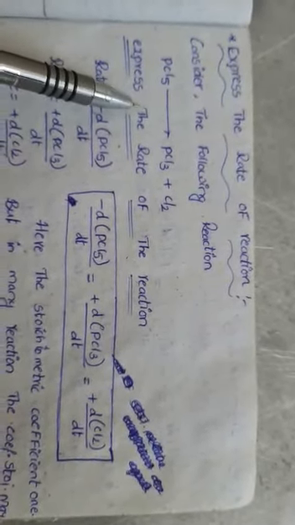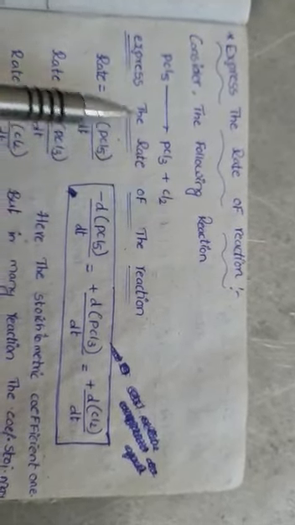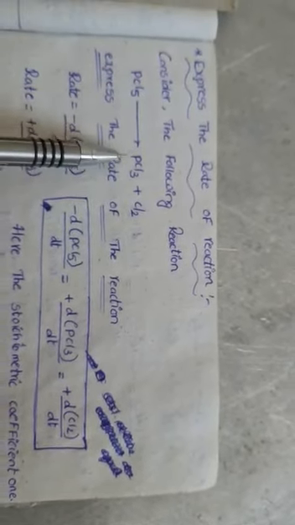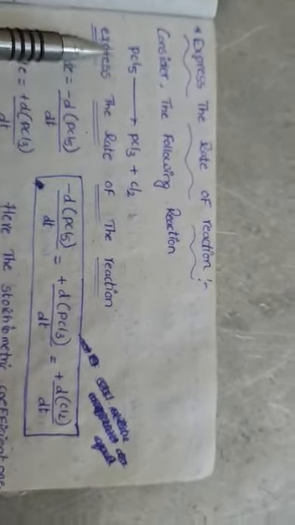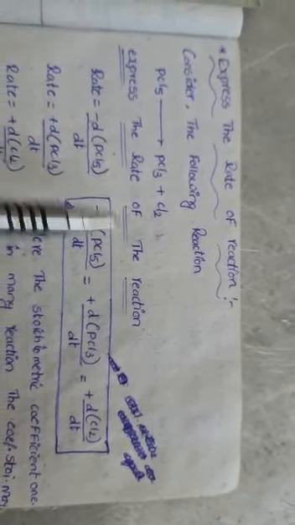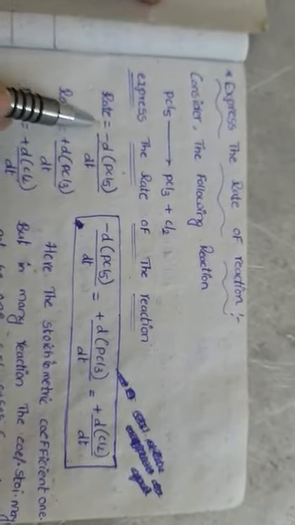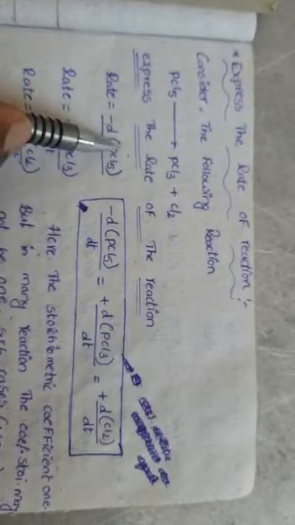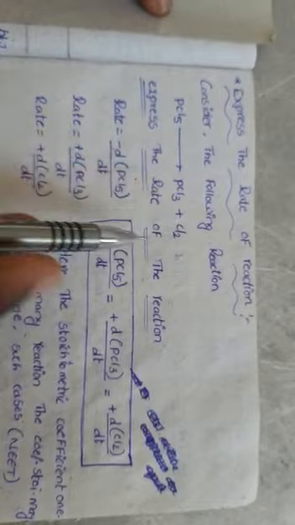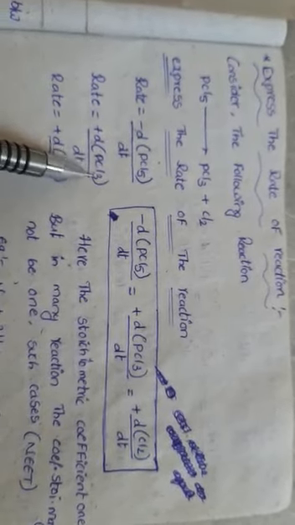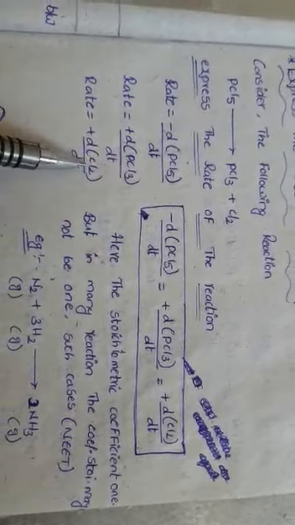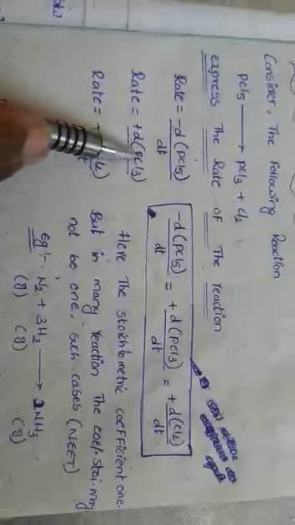Some examples for rate expression. Real example: consider the following reaction, PCl5 gives PCl3 and Cl2. Phosphorus pentachloride gives phosphorus trichloride and chlorine gas. Express the rate of the reaction. Here rate equals minus d[PCl5] by dt, and with respect to PCl3, rate equals plus d[PCl3] by dt. With respect to chlorine, the rate equals plus d[Cl2] by dt. These are in square brackets.